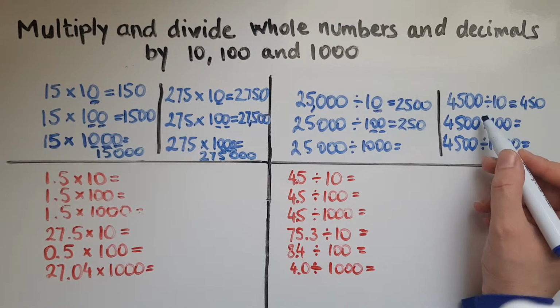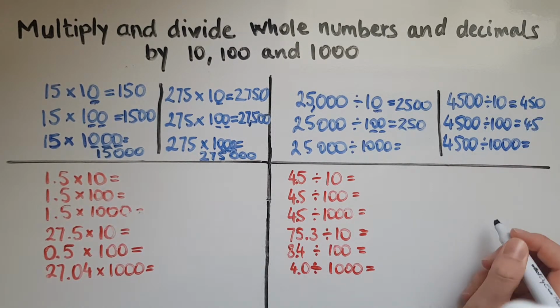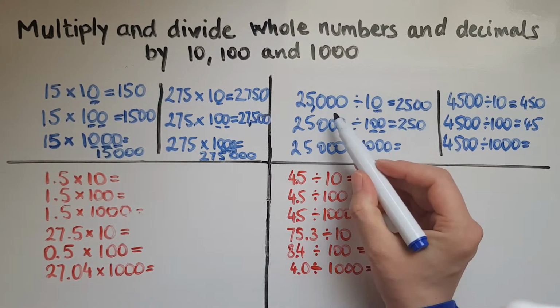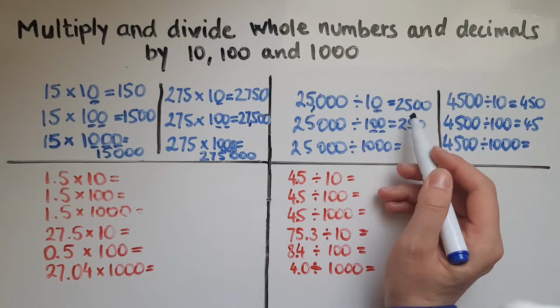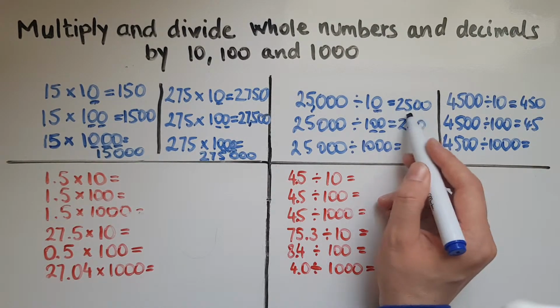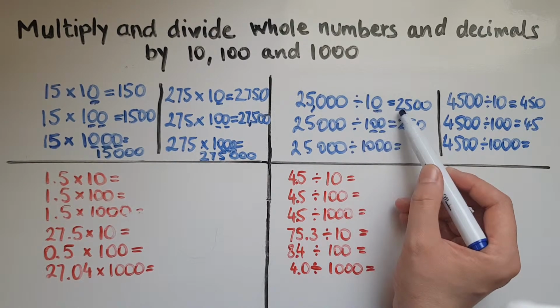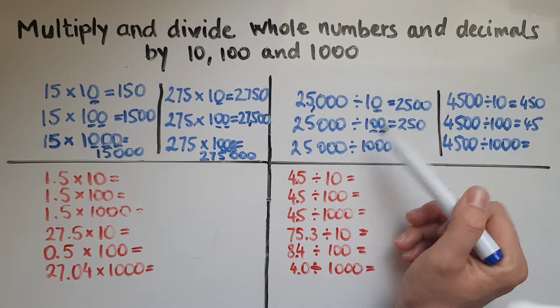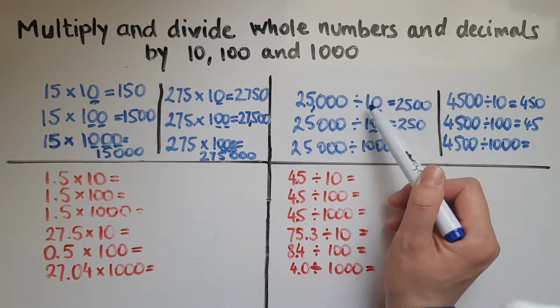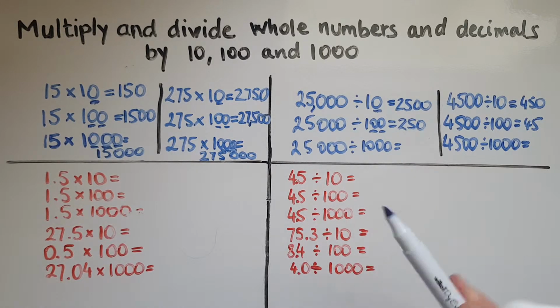Similarly here we've got 1, 2 to take away, so our answer will be 45. So as you can notice, the actual answer is getting smaller. The number is getting smaller. From 25,000 divided by 10, that gave us 2,500. How can I check I've got it right? 10 lots of 2,500 gives me 25,000.